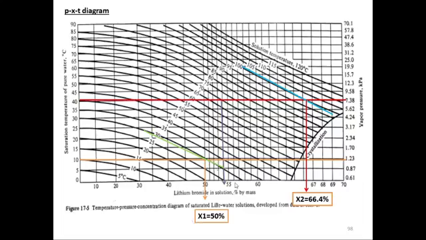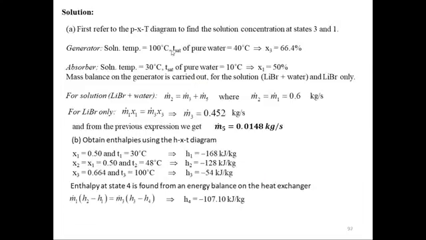With the help of that, we can use the next diagram, the H-X-T diagram, and we can find the enthalpy values. So here it says generator solution temperature 100 degrees centigrade, T saturation of pure water is 40 degrees centigrade. With the help of that we can determine the saturation pressure. So X3 will be 66.4%.